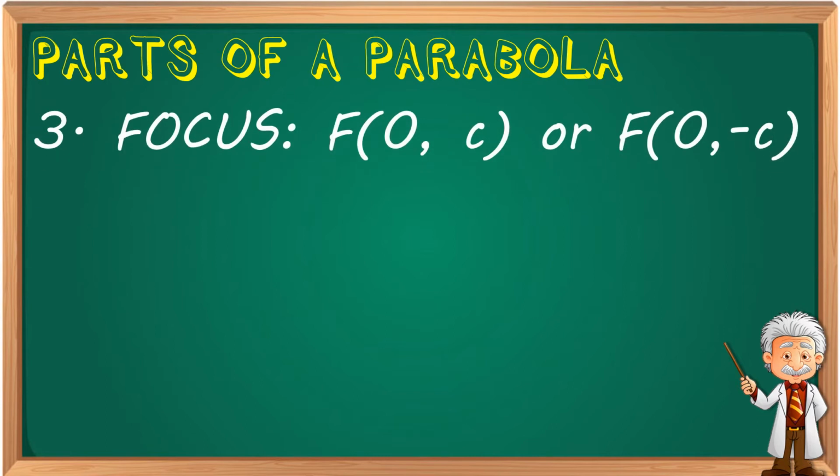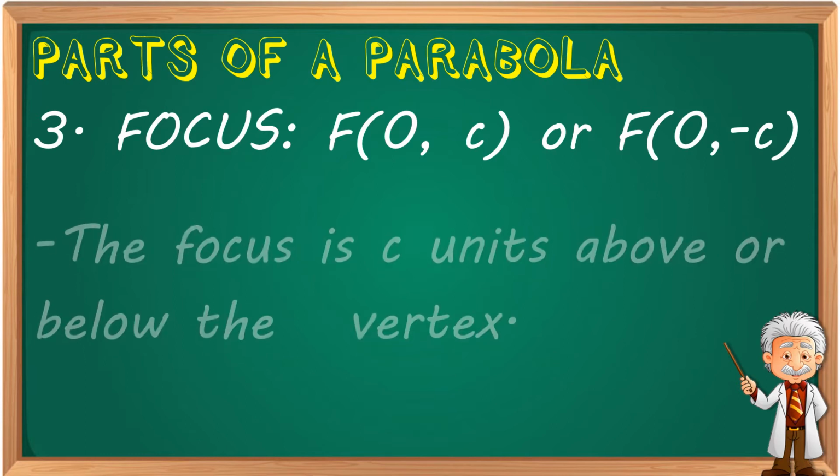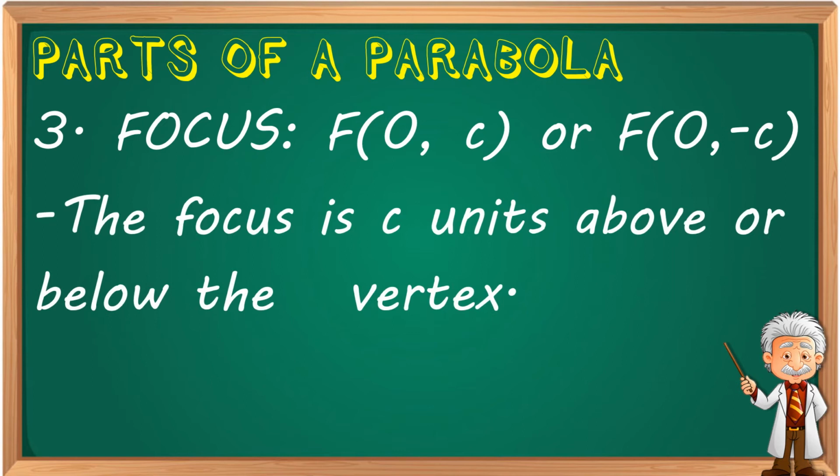Next part is the focus. So this is an ordered pair, meaning it is a point. Point F containing an ordered pair of 0 and c. c means a constant. Or point F, 0, negative c. The focus is c units above or below the vertex.